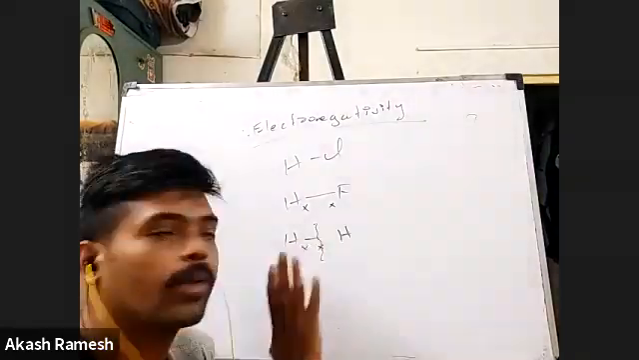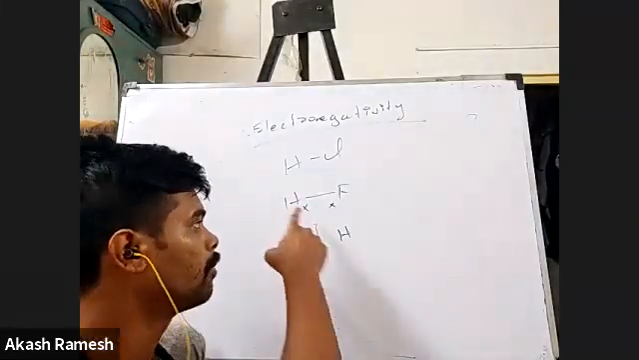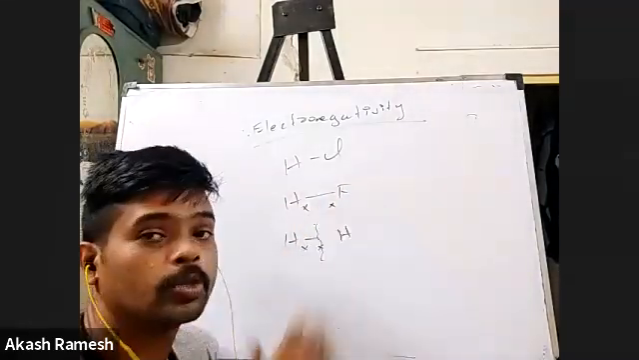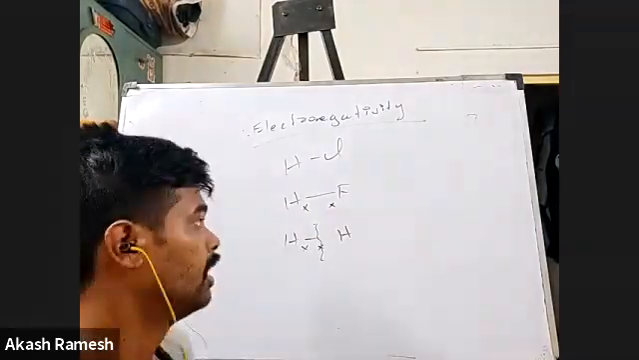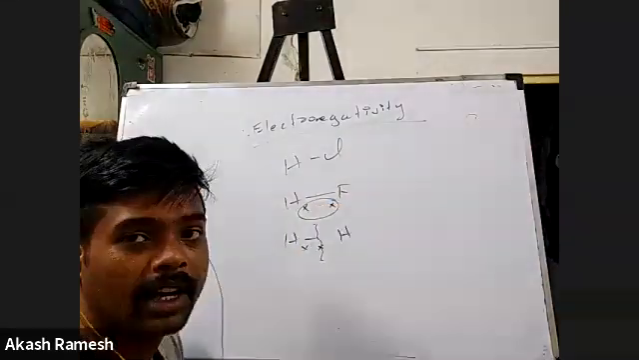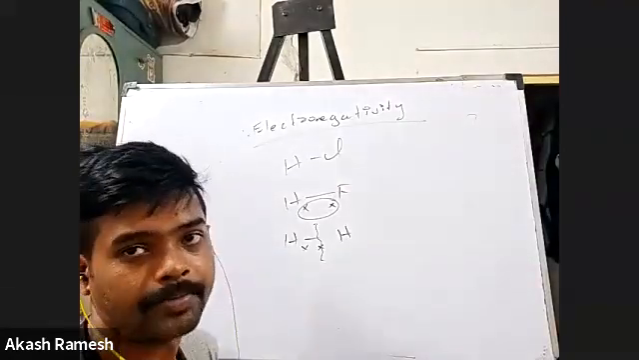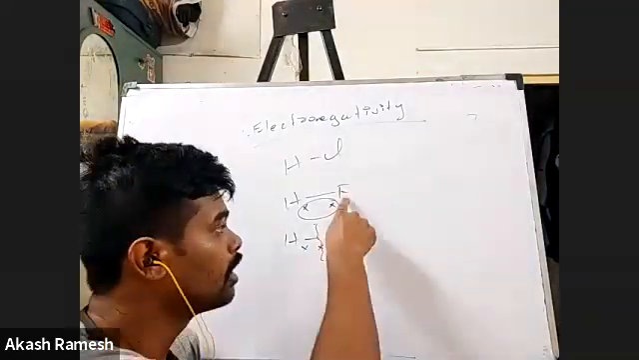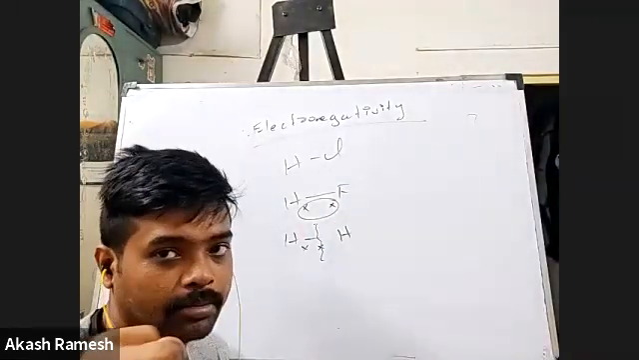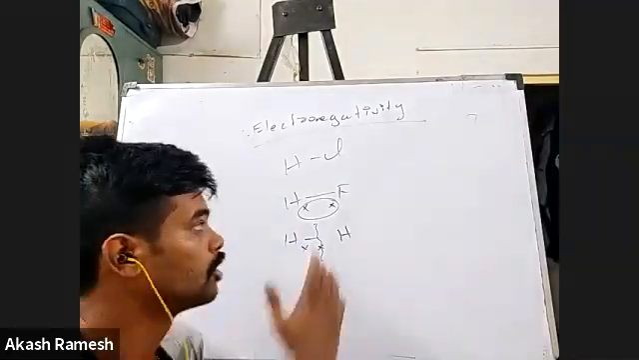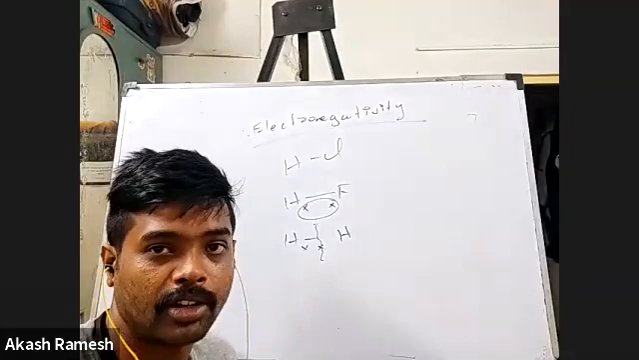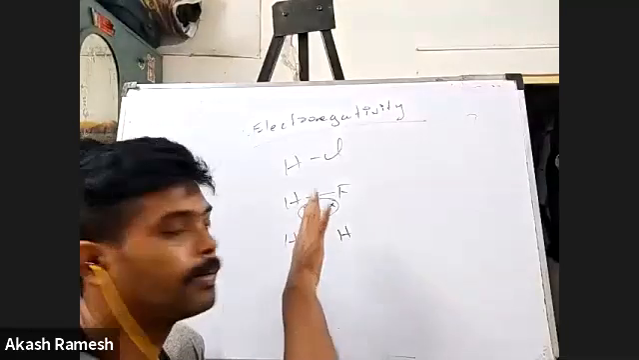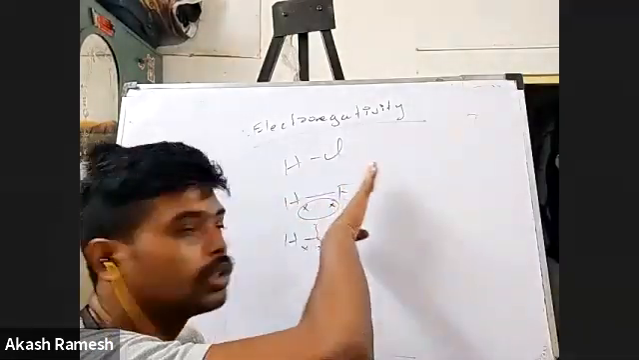Because these two are equally electronegative, right? But if I go for a bond like this, I would say fluorine is more electronegative. So what is going to happen? This shared pair of electrons which I have is not going to be at the center, because fluorine has high pulling capacity of electrons because it is highly electronegative, isn't it? So fluorine has more pulling capacity of electrons. These two electrons are not going to be at the center of the nucleus like this. In this case, it will be more and more towards fluorine, right?